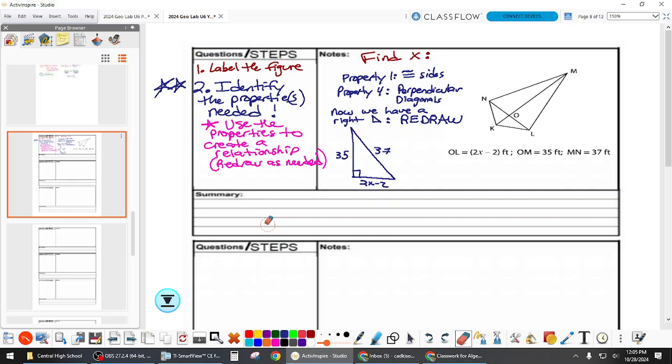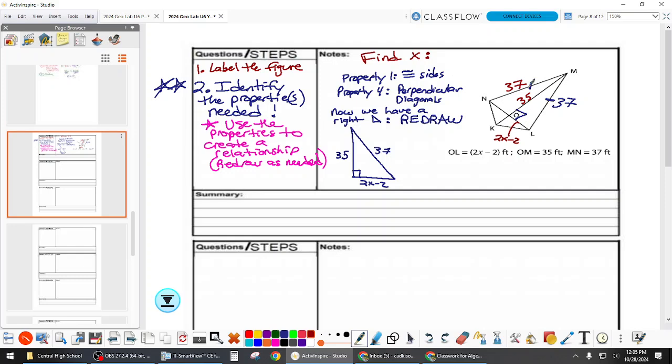So first thing we did was put what we knew on the picture, like label stuff. Then we started using properties to help copy it down. So look at the difference here. We know that that angle is 90. Why? Which property? Yeah. Good. Diagonals are perpendicular. Property 4. Okay?